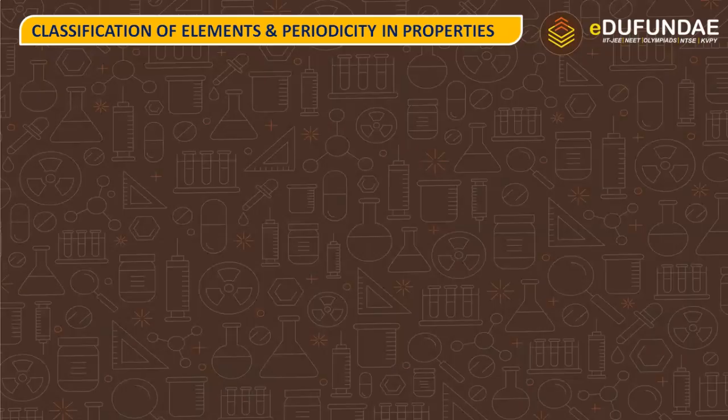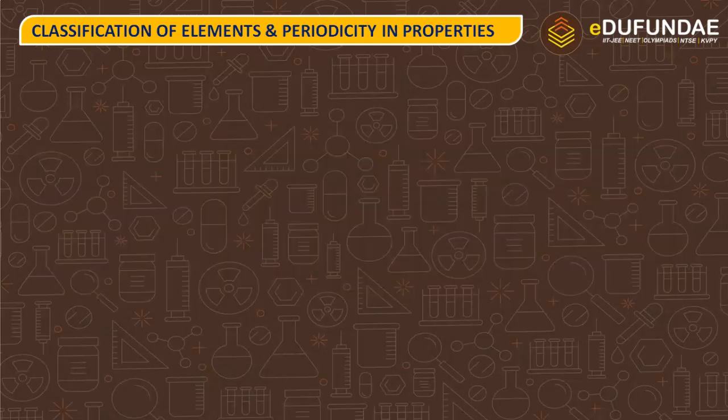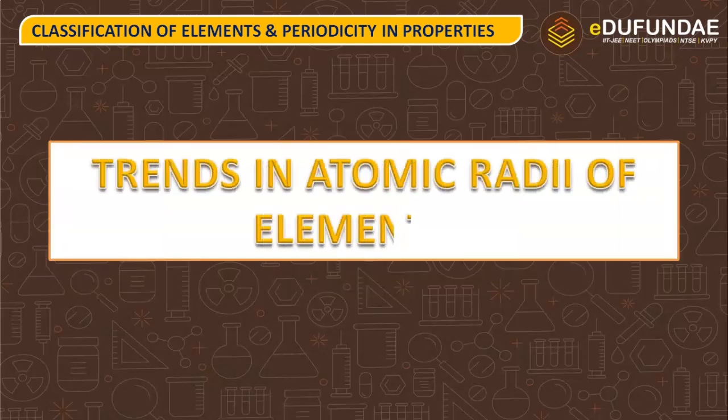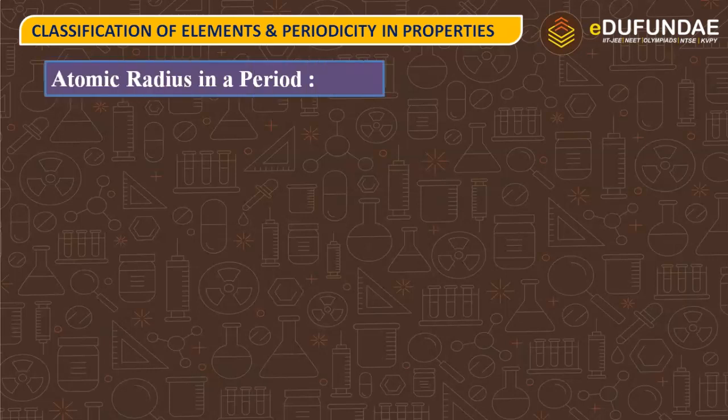I am your chemistry mentor for the topic classification of elements and periodicity in properties, and we are going to discuss the topic trends in atomic radii of elements. And it can be explained in terms of nuclear charge and energy level. So we can understand the trend of atomic radii in terms of these two factors, which are nuclear charge, or we can say effective nuclear charge, and energy level. So let us see what is the trend of atomic radius in a period.